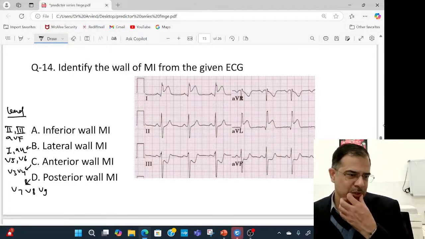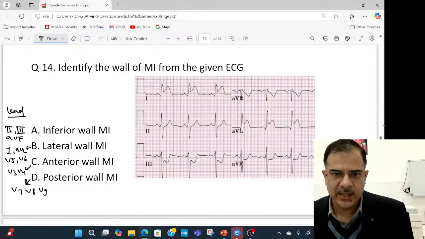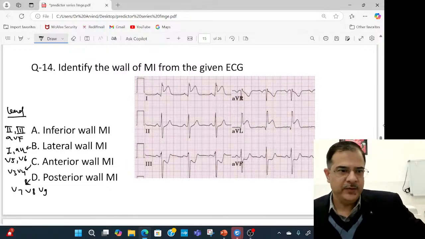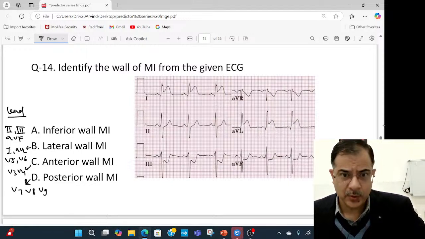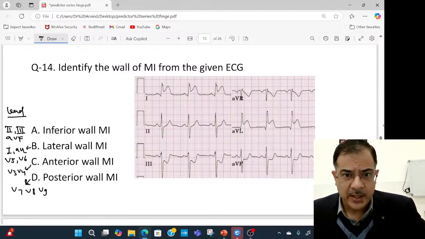Yes, what question am I getting? I am getting the question as option A. Let me see which wall MI this is. Some are saying A, some are saying B. Look at the option carefully. Lead 1 is showing ST.